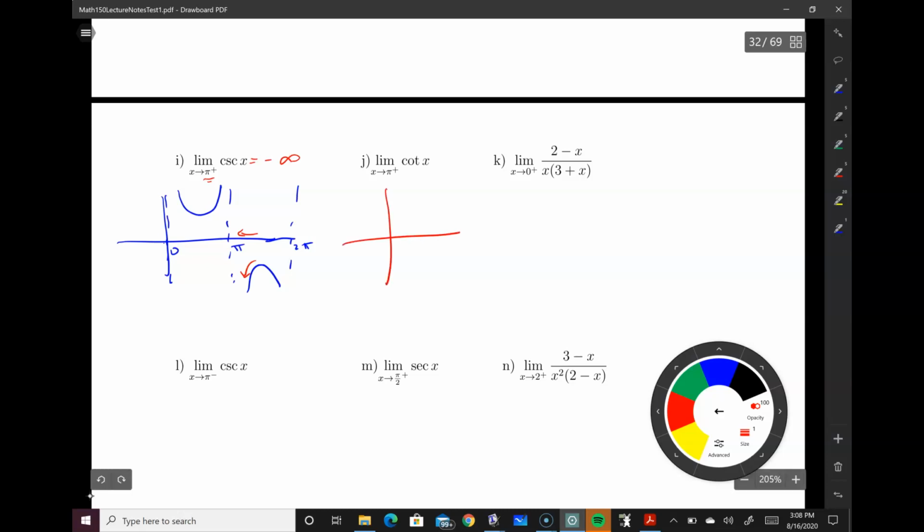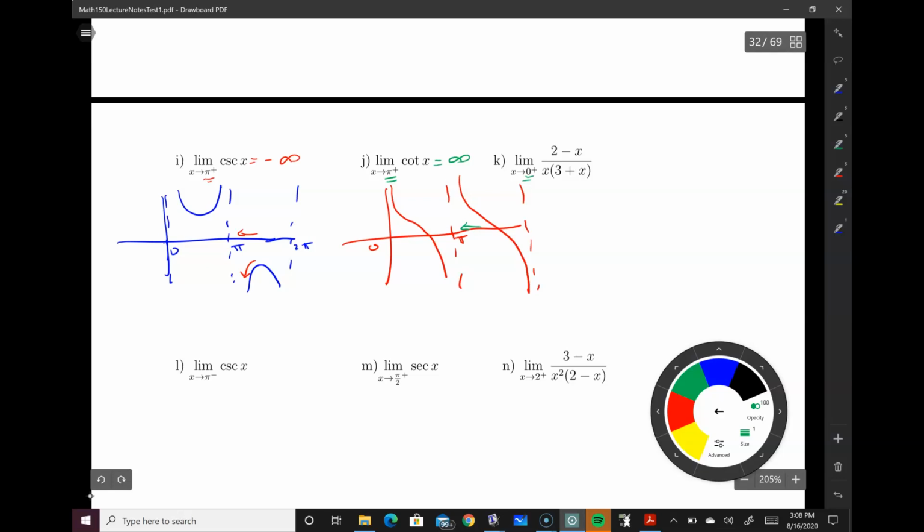Cotangent, you've got to know what that graph looks like. It looks like this. This is 0 and this is pi, where the asymptotes are. So if I'm going towards pi from the positive side, oh, I'm going to have to add more graphs. So you know cotangent keeps going. I just drew one wave, so it's going to look like this. So going towards 0 from the positive side, I'm going up to positive infinity.